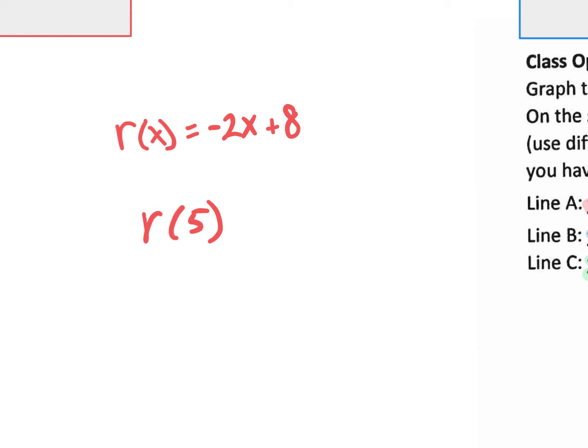That's a lot of words. It's a long sentence. So instead of me saying, hey, I want you to plug in the number 5 into the x value of your r function, I just say r of 5. That's a quick and easy way of me telling you that. So what would the answer to r of 5 be?